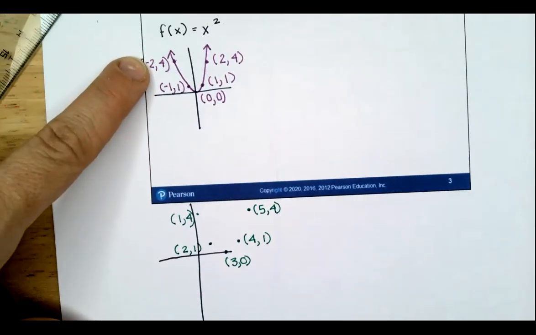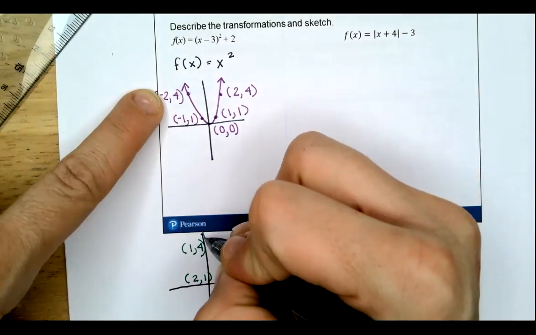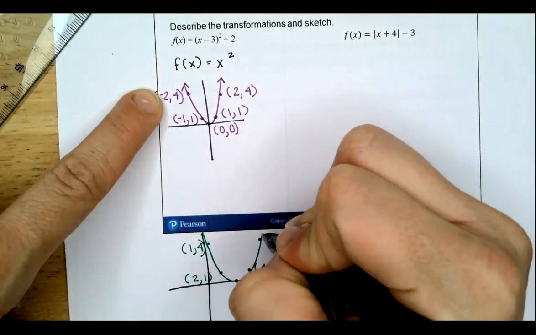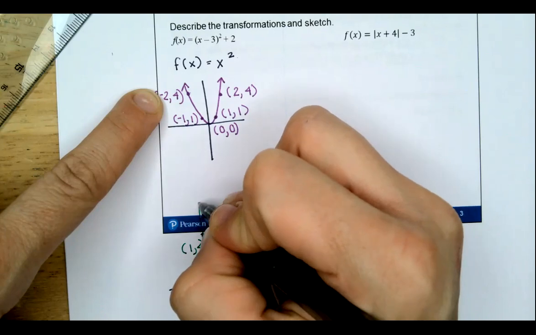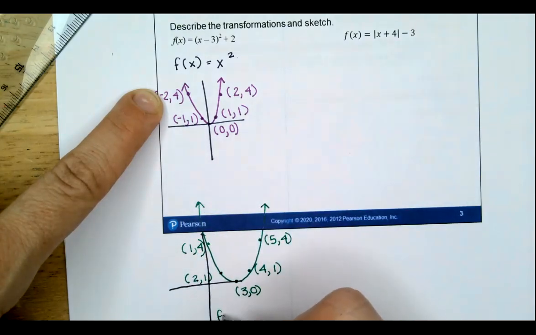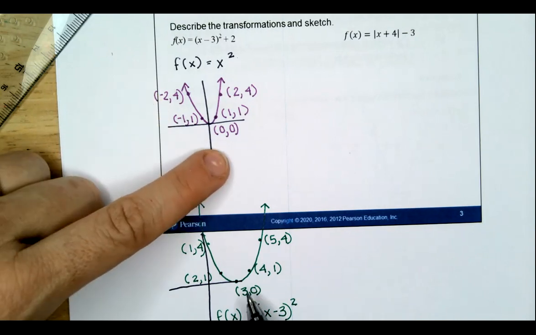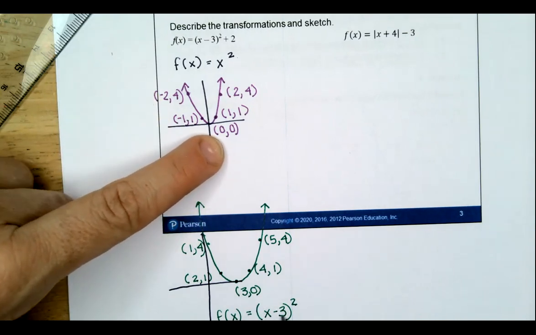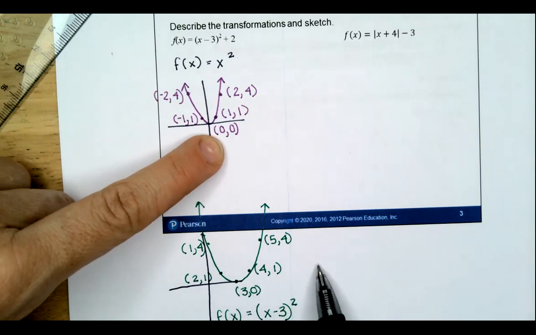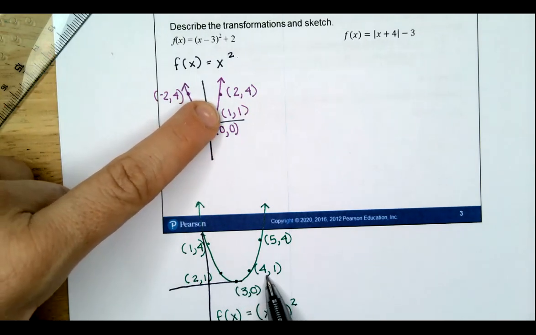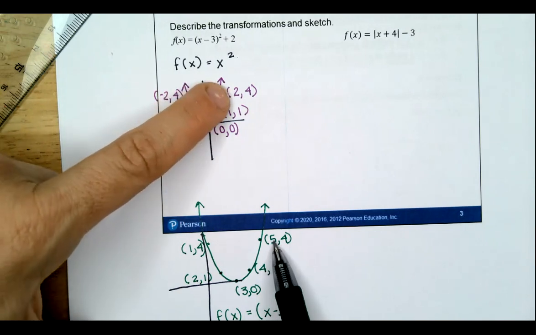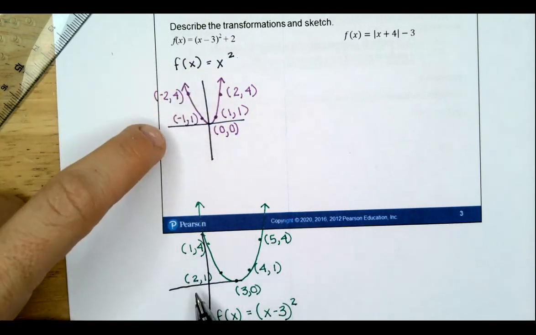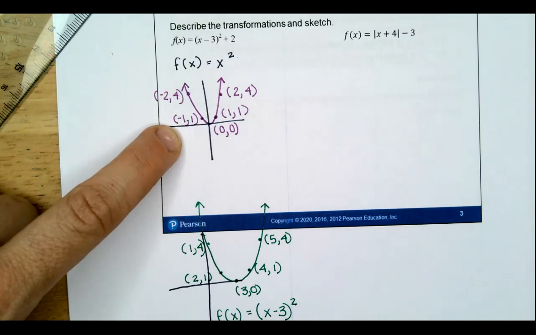Oh, I'm sorry, you couldn't see that. So this would be the graph of f of x equals x minus 3 squared. Instead of (0, 0), we have (3, 0) because we're moving 3 to the right. (1, 1) becomes (4, 1) because we added 3. We added 3 to the 2, to the negative 2, and to the negative 1.